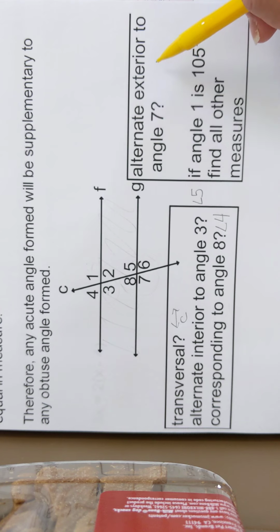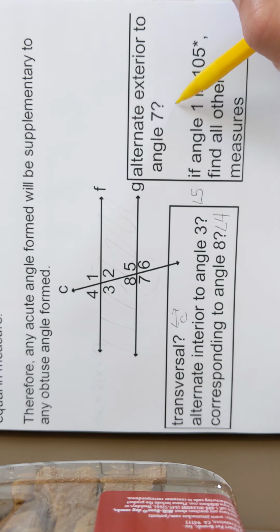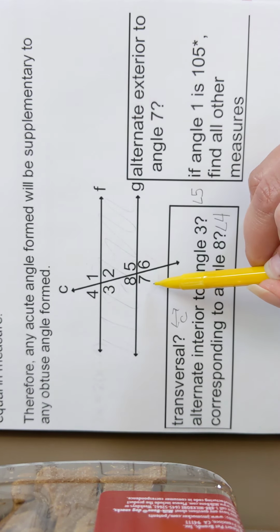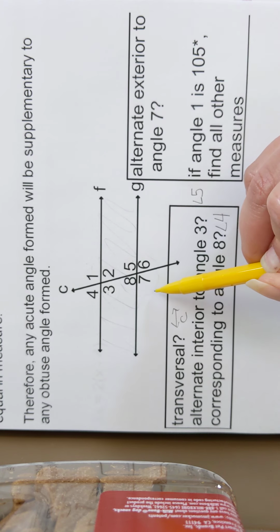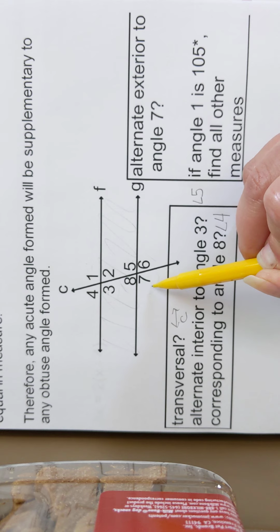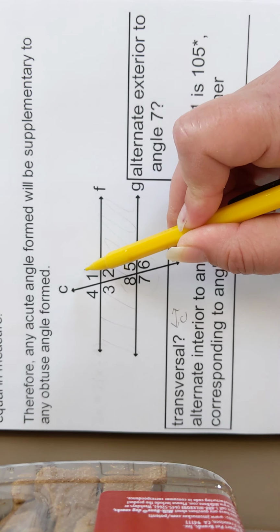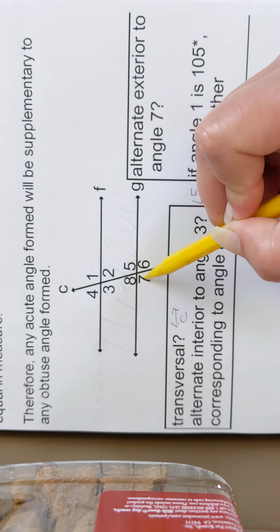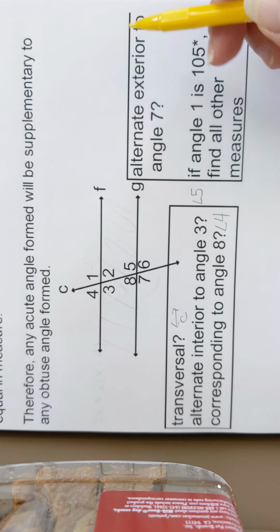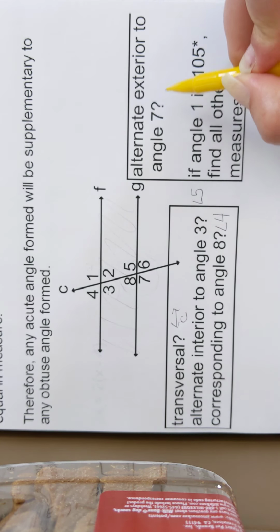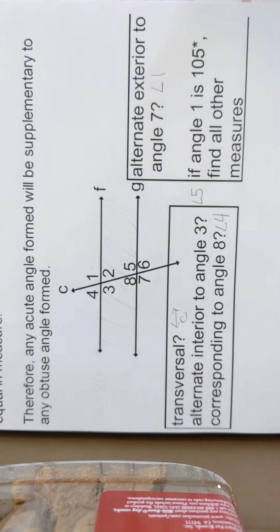Okay, what is an alternate exterior to angle 7? Angle 7 is down here. Alternate means opposite, so opposite side, exterior, outside. So angle 7 and angle 1 would be alternate exterior angles. So the alternate exterior to angle 7 is angle 1.